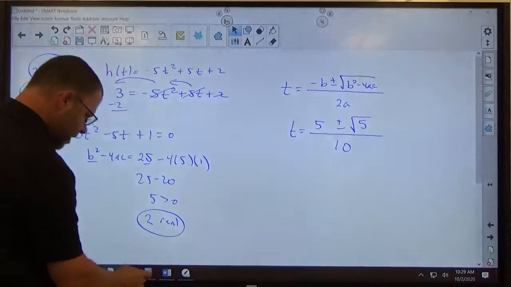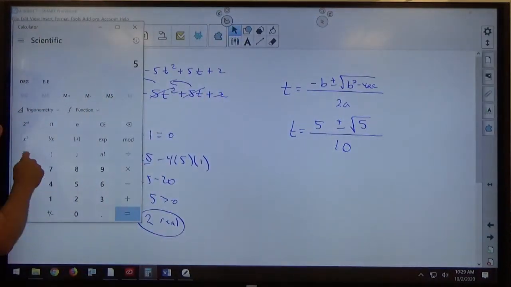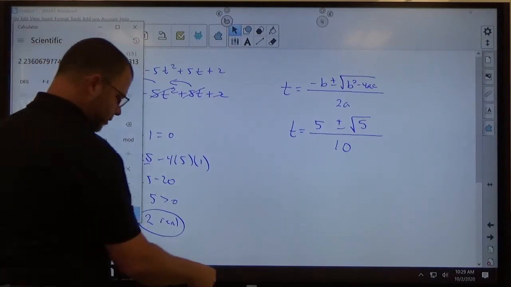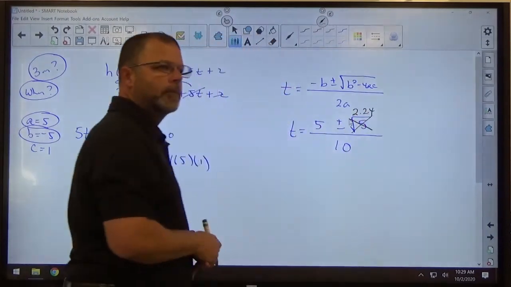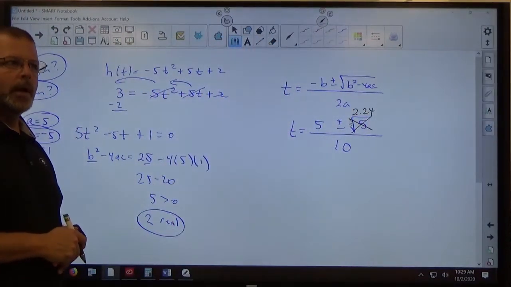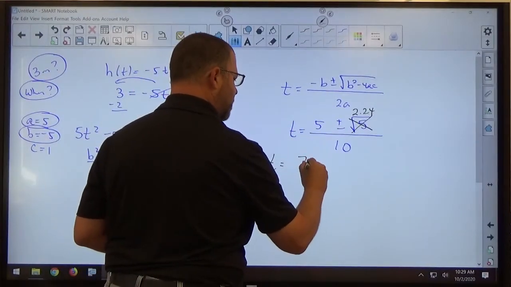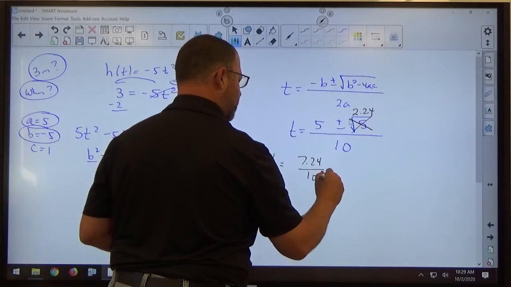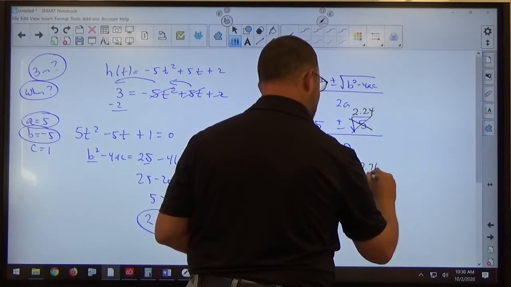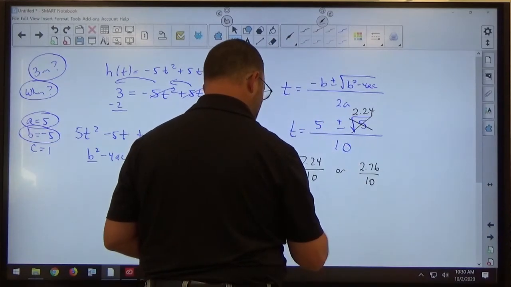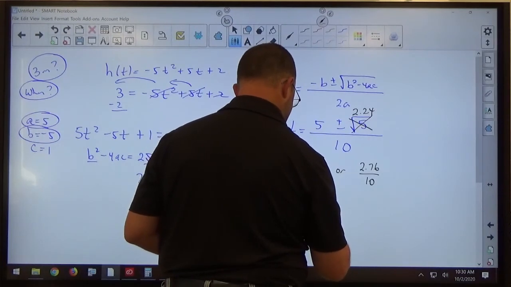Okay. Then I grab my calculator, and I type in the square root of 5. Figure out what that is, 2.24. And then I just evaluate the top. 5 plus 2.24 is 7.24, that's all over 10. And 5 minus 2.24 is 2.76, that's all divided by 10. So t is going to equal 0.72 seconds and 0.28 seconds.